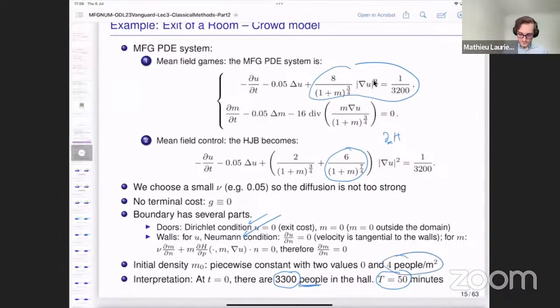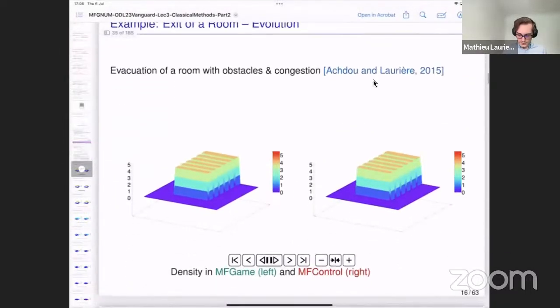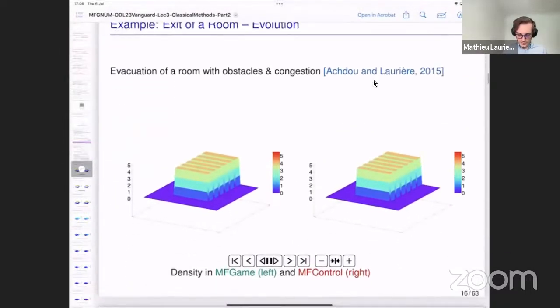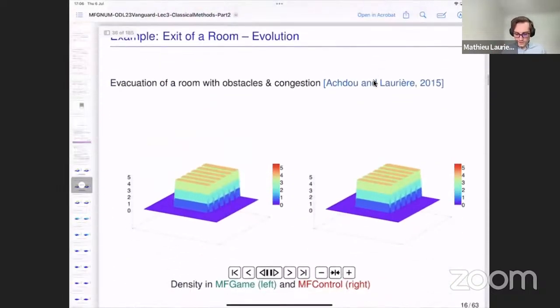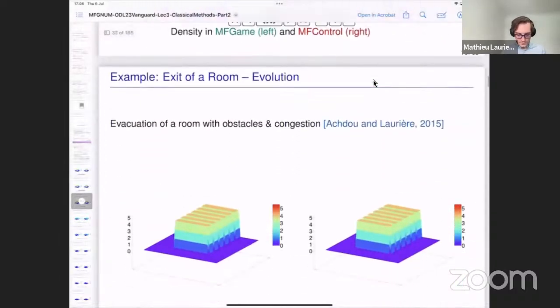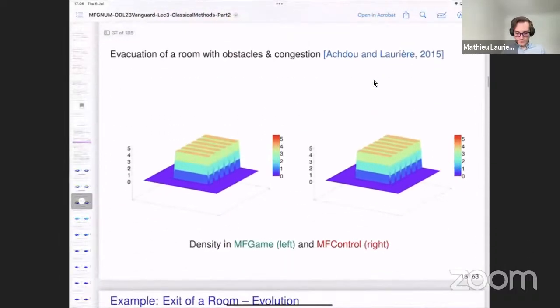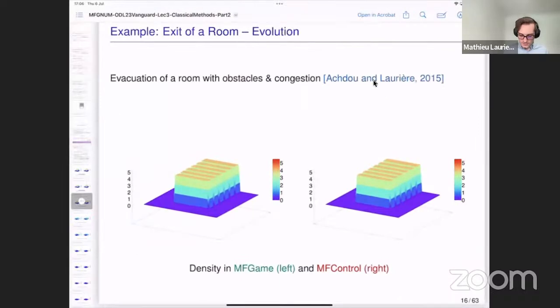It's just an interpretation. Okay, so this is a video that probably the iPad doesn't like very much, so I will not click on it, but you can download the slides and click on this animation to see the evolution of the mean field game on the left and the mean field control on the right. I will show some step-by-step evolution. So this is at time 0. They are similar. You see, you have indeed 4 people per square meters here.